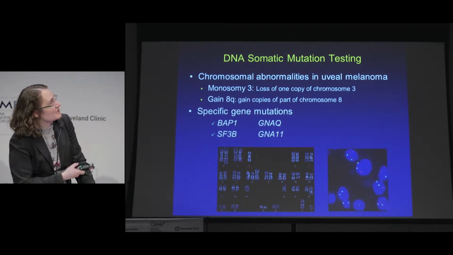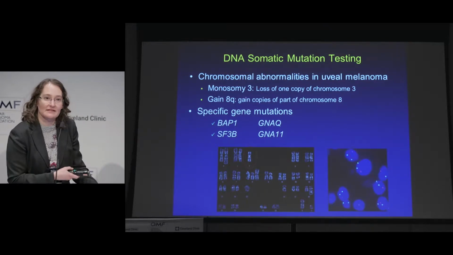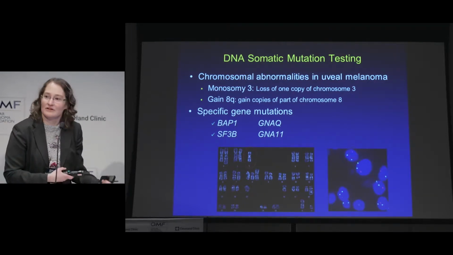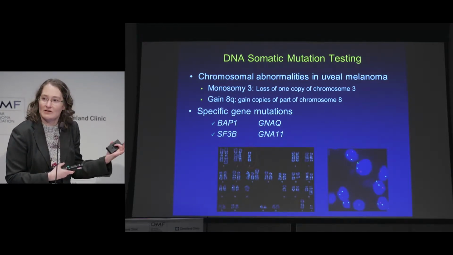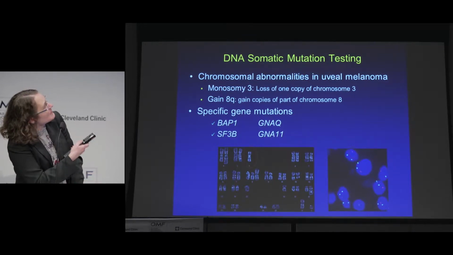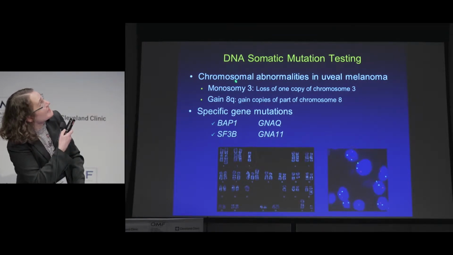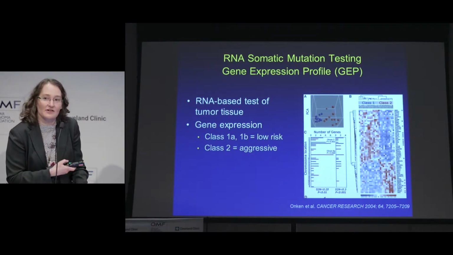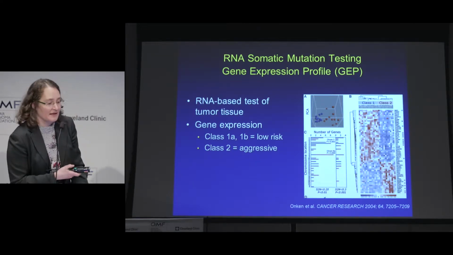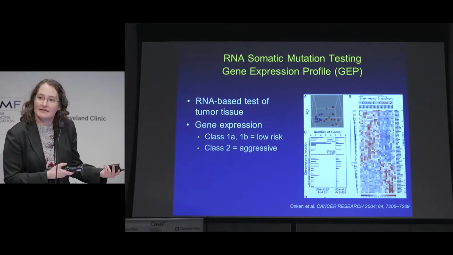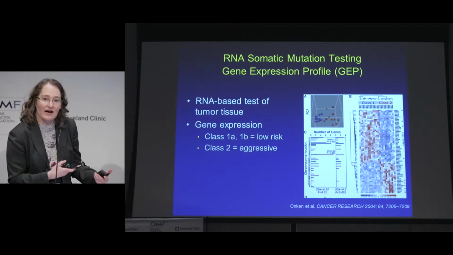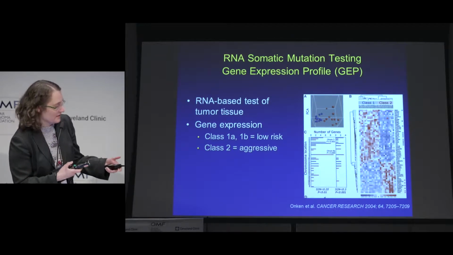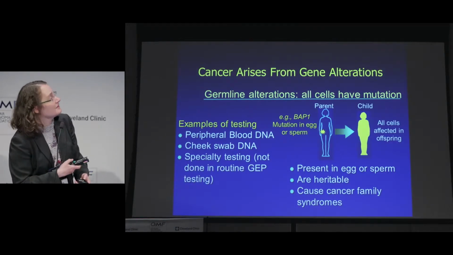And this is another test that we can do called FISH, where it uses a fluorescent label to show that you only have 1 copy of chromosome 3, for example, in this sample. And there are a lot of even more sophisticated ways to look at this kind of information. In addition to that, you can also look at specific gene mutations. These types of tests can be done on DNA, like we're talking about here, and they can also be done on RNA, the message. So gene expression profiling, like class 1, class 2, is actually an RNA-based test, and that can also be good at dividing into a lower risk and a higher risk group. So those are somatic gene changes.